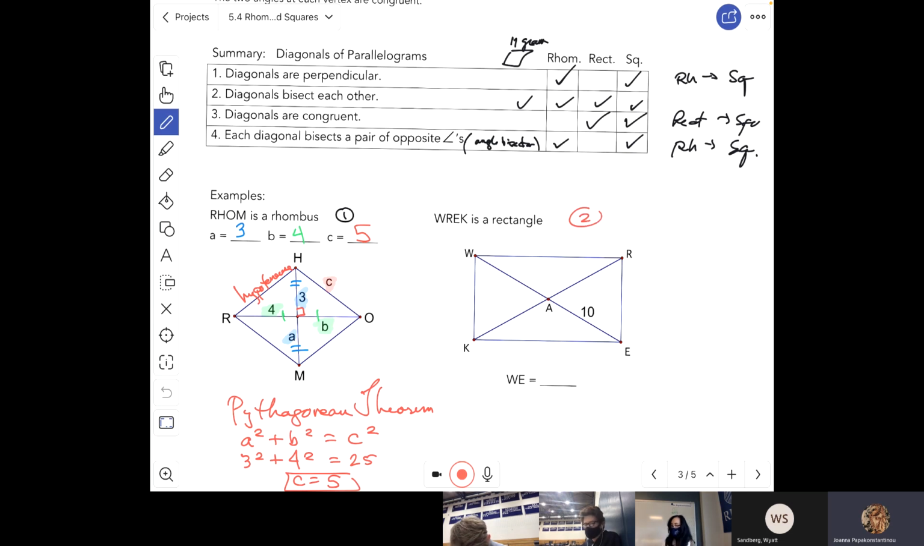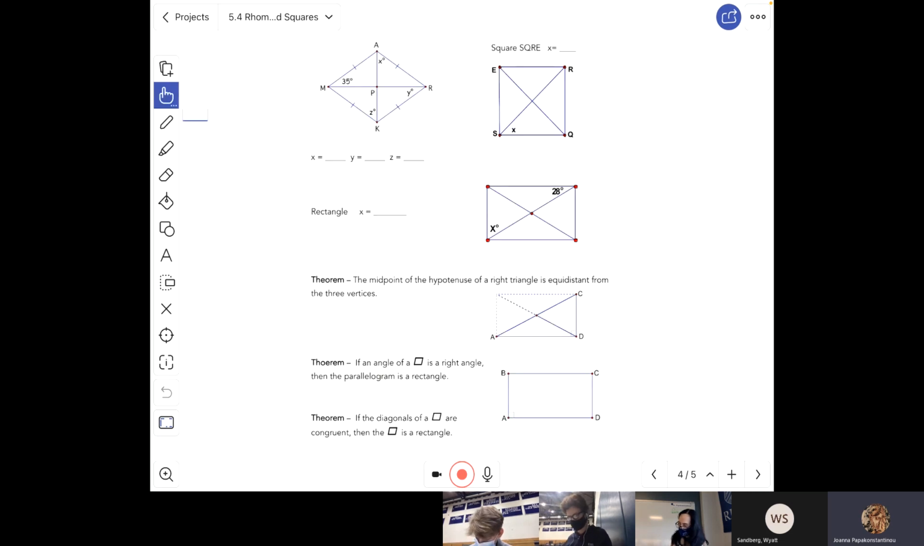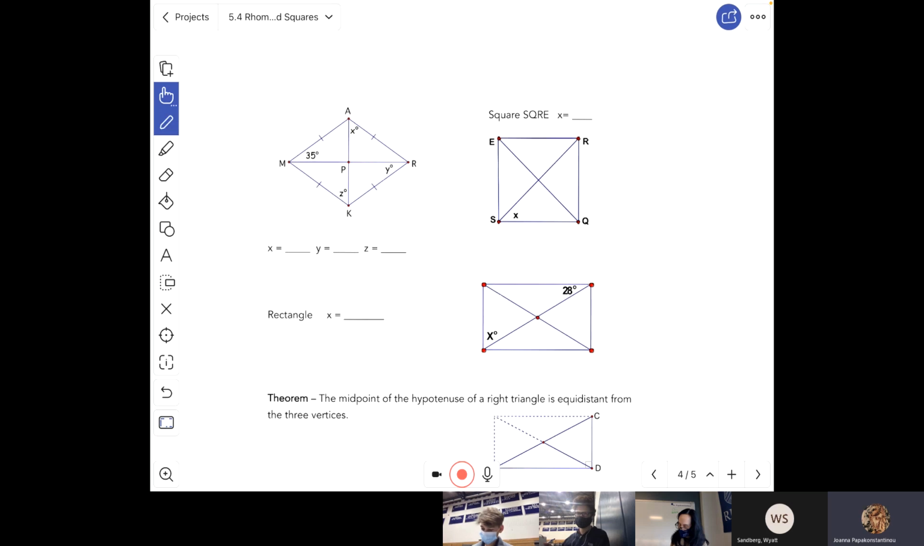The next example, we have a rectangle. So let's look at what we know about the rectangle. We are looking for the length of WE. And how do you know that? Because the diagonals bisect, that means WA is 10. Beautiful. Excellent. Okay, let's look at the next example.